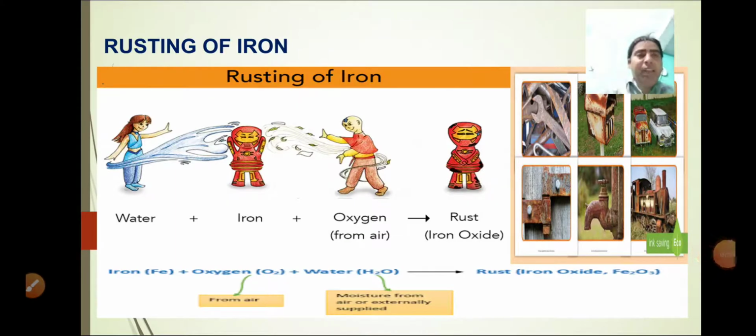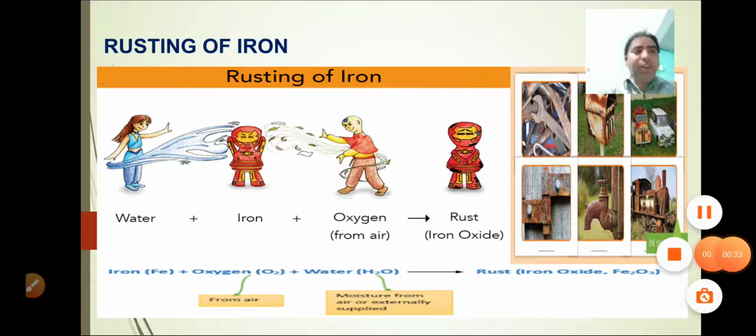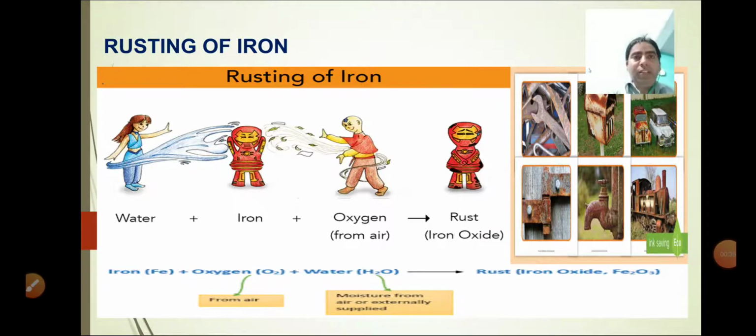In today's video we are going to do the rusting of iron. How is rusting of iron done? Iron objects like nails, iron pipes, iron grills, iron railing, when kept in moist air for a few days, get covered with a brown powdery substance that is called rust, and this process is called rusting.